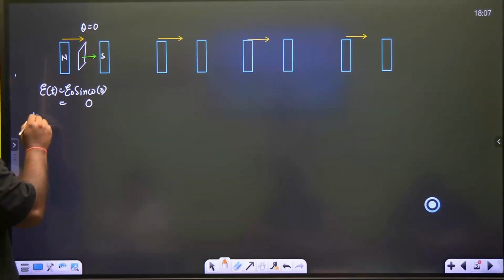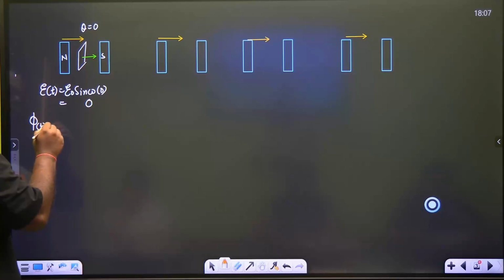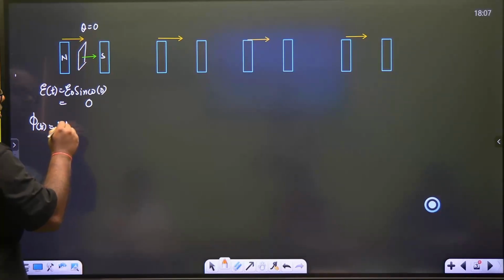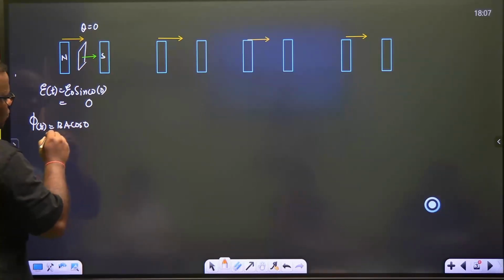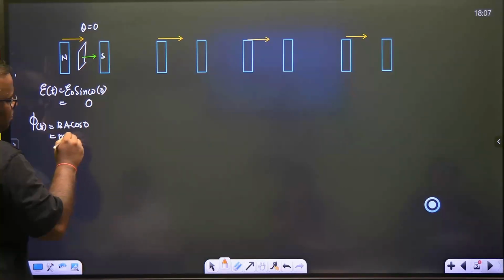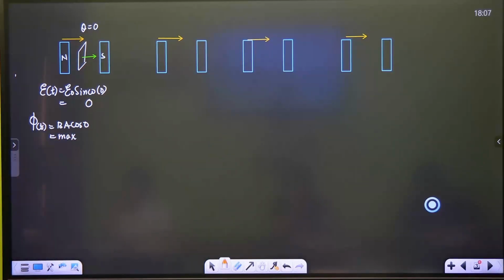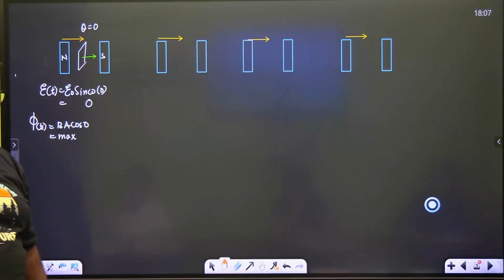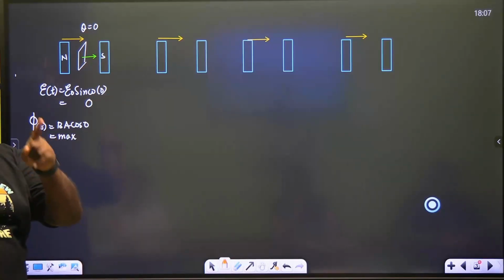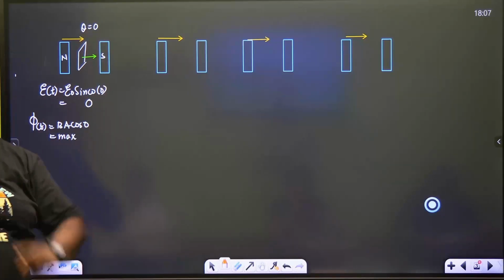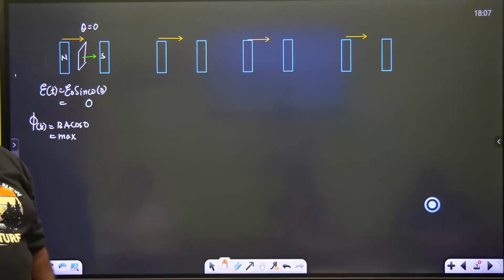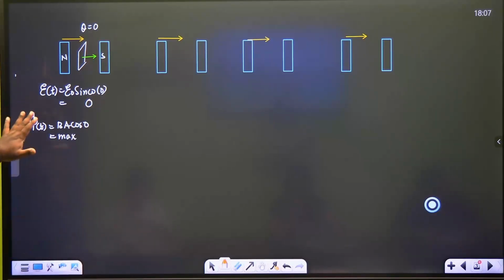If you see the flux at this moment, the flux is BA cos 0, which means the flux is maximum. So you can ask a question: flux was maximum, still voltage is 0. Why? Voltage has nothing to do with flux. Voltage has to do with change in flux. This chapter is all about that. Change in flux. Is this clear?